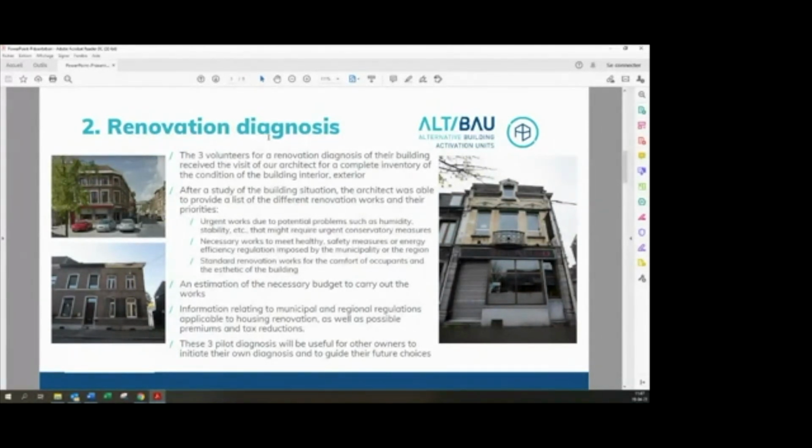If the owner chooses to sell his building, then these renovation diagnoses will be useful to the new owner. And the good news is that after we made these three diagnoses, since then, 2 of the houses have been sold. I guess it's not only because of this renovation diagnosis, but let's hope that it was a bit useful to make the selling of these buildings more successful.